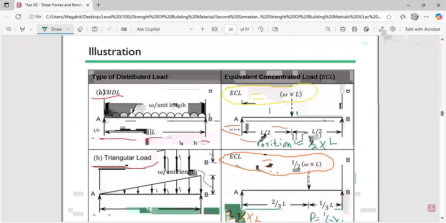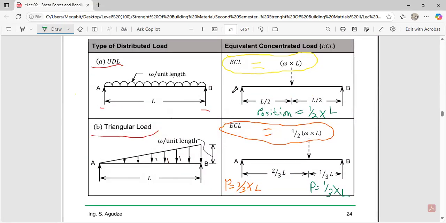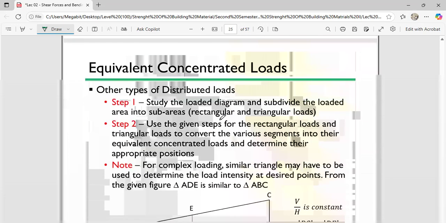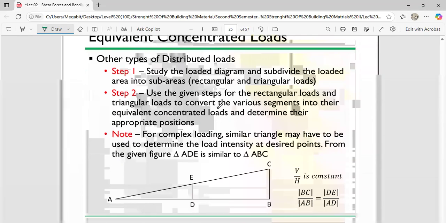So basically, that is the main aim of lecture 2. How do you do it? First of all, you have to know your loaded length. You calculate your ECL, you calculate your position, and then you come and draw your ECL diagram, and you are good to go. So this is a description of the equivalent concentrated load.